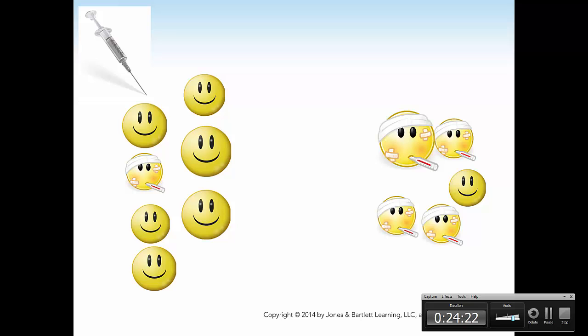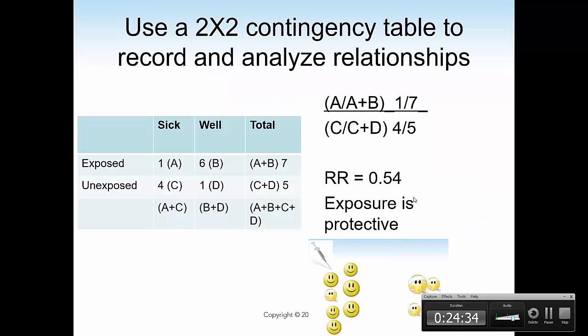Now how about this one? Factory's gone. I have a vaccine up here. So how is this going to play out? This group's been vaccinated, this group has not. Well, this is when you get a relative risk less than 1. Hopefully that's what happens.